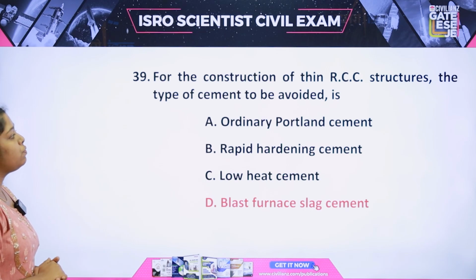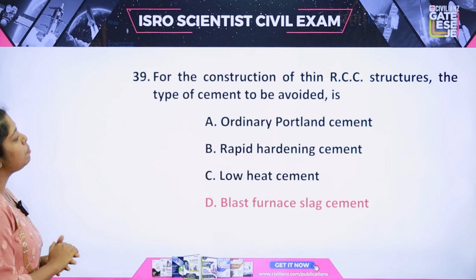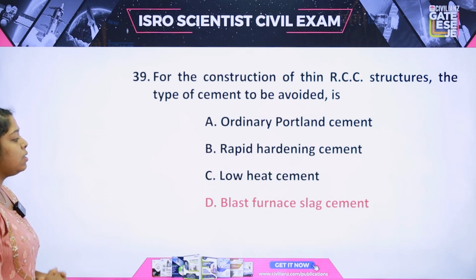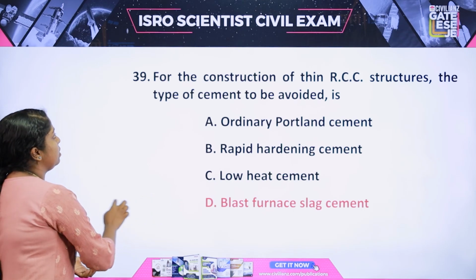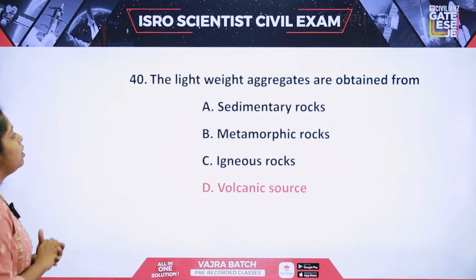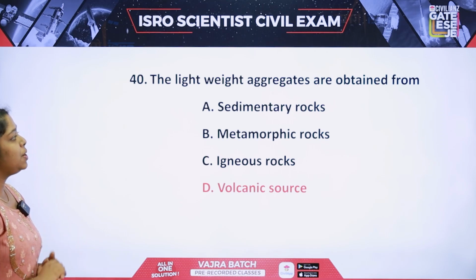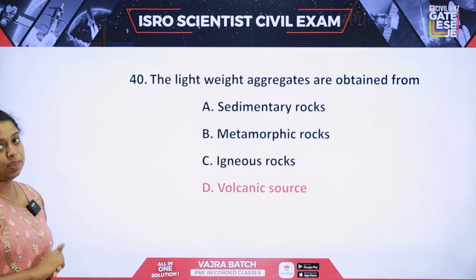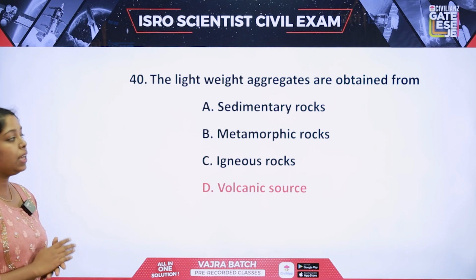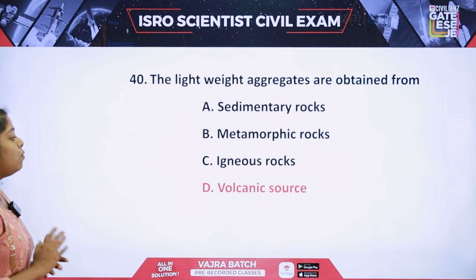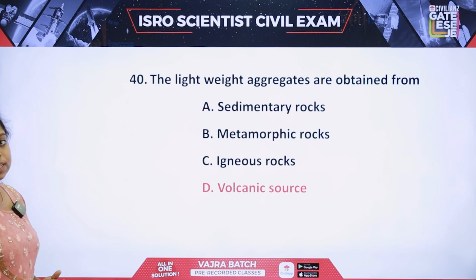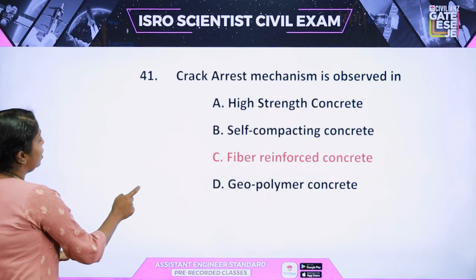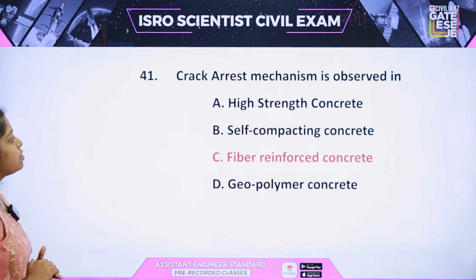For the construction of thin RCC structure, the type of cement to be avoided is blast furnace slag cement. So option D is the right answer. Moving on to the 40th question. The lightweight aggregates are obtained from, this is a basic question. The lightweight aggregates are usually obtained from volcanic sources. So option D is the right answer. Moving on to the 41st question.